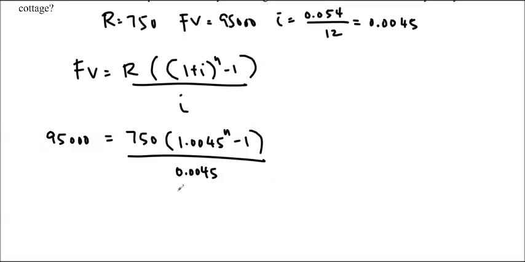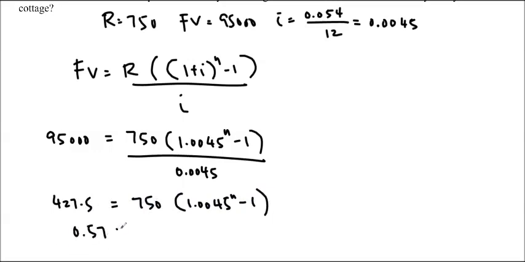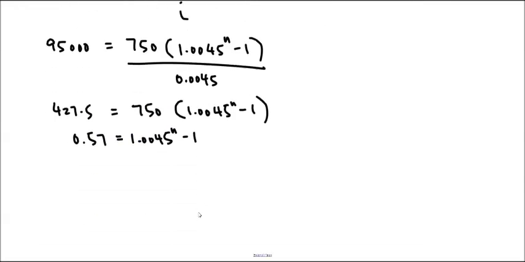So we're going to solve for n here, so we do 95,000 times 0.0045, which according to my calculations is 427.5. And if I'm wrong, let me know in the comments, or you can let me know in class, because I do make calculation errors sometimes. So 427.5 divided by 750 actually ends up being 0.57, so that is 1.0045 to the n minus 1. So we're going to add 1 to the other side. 1.57 equals 1.0045 to the n.